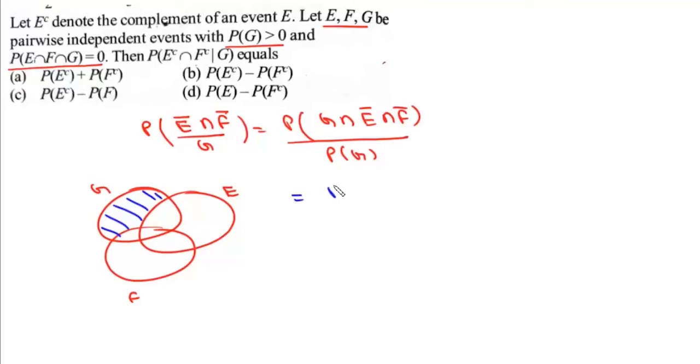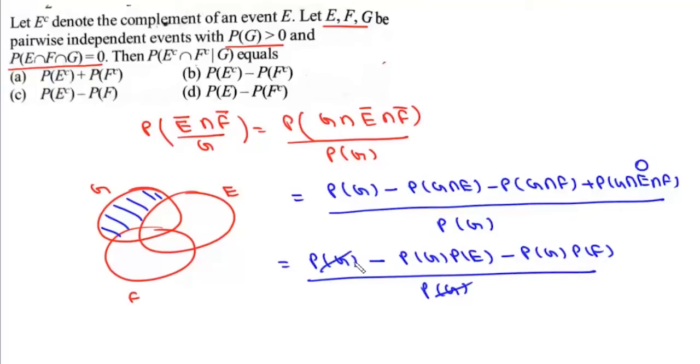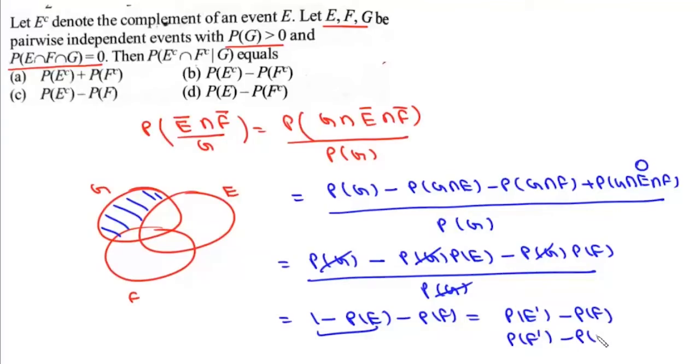Now this region is given by probability of G minus probability of G intersection E minus probability of G intersection F plus probability of G intersection E intersection F, divided by probability of G. Now probability of E intersection F intersection G is 0. Since E, F and G are pairwise independent, we can write this as probability of G minus probability of G into probability of E minus probability of G into probability of F, divided by probability of G. Now this probability of G will cancel, so we can write this as 1 minus probability of E minus probability of F. Now we can write this as either P(E') minus P(F) or P(F') minus P(E). So it will be this option C.